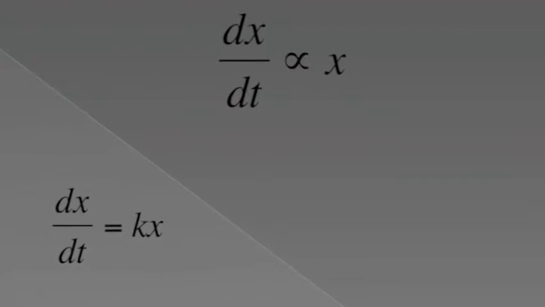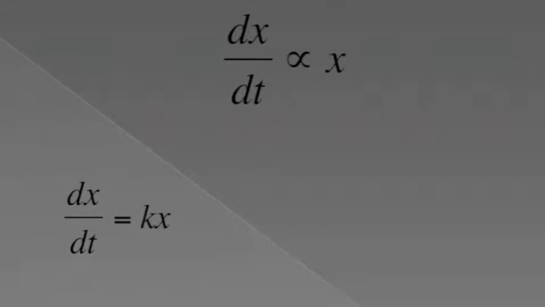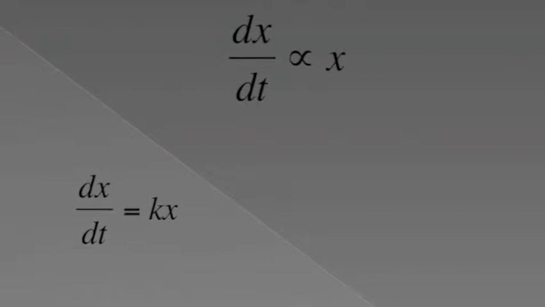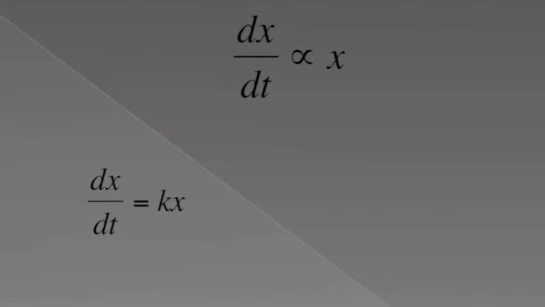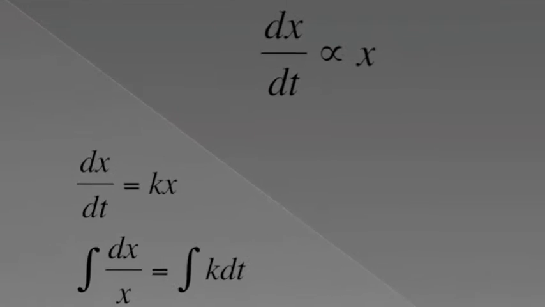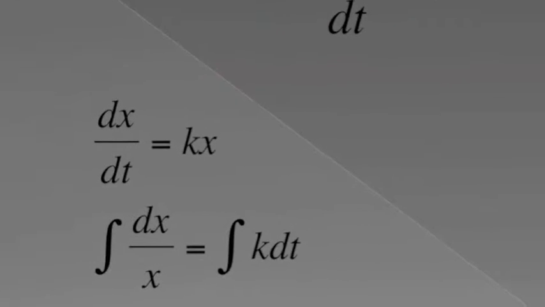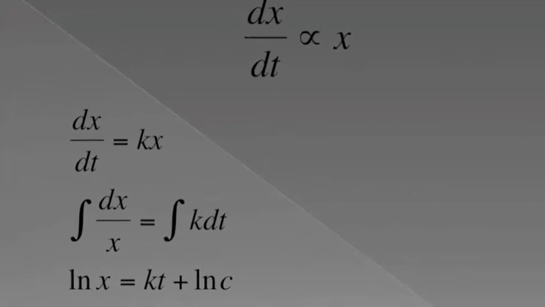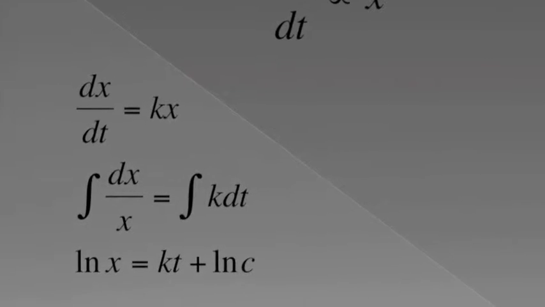For the decomposition and growth problems, the standard form is dx over dt proportional to x. And now, we need to add a proportionality constant k to satisfy the equation, dx over dt is directly proportional to x. And to solve for x, we need to integrate both sides of the equation. The integral of dx over x is ln of x, while for k dt is kt.